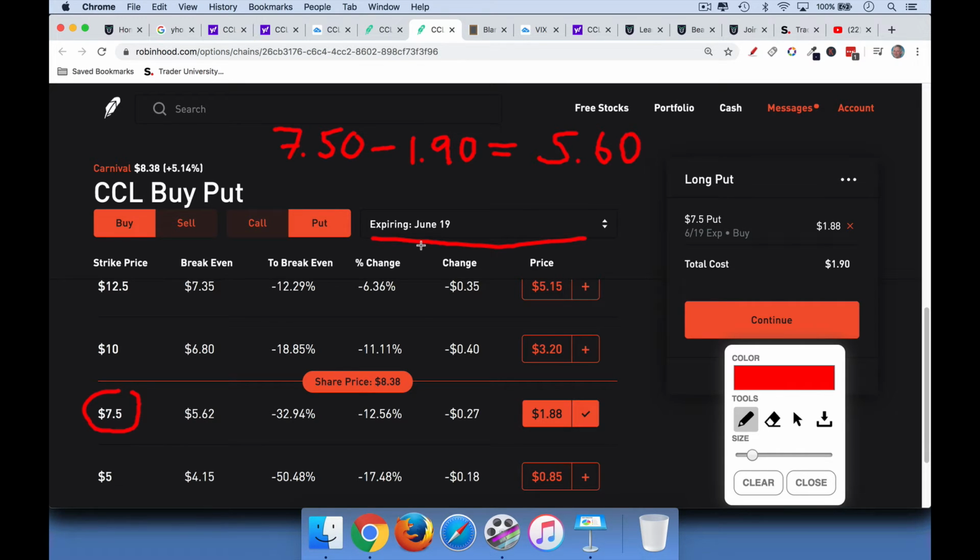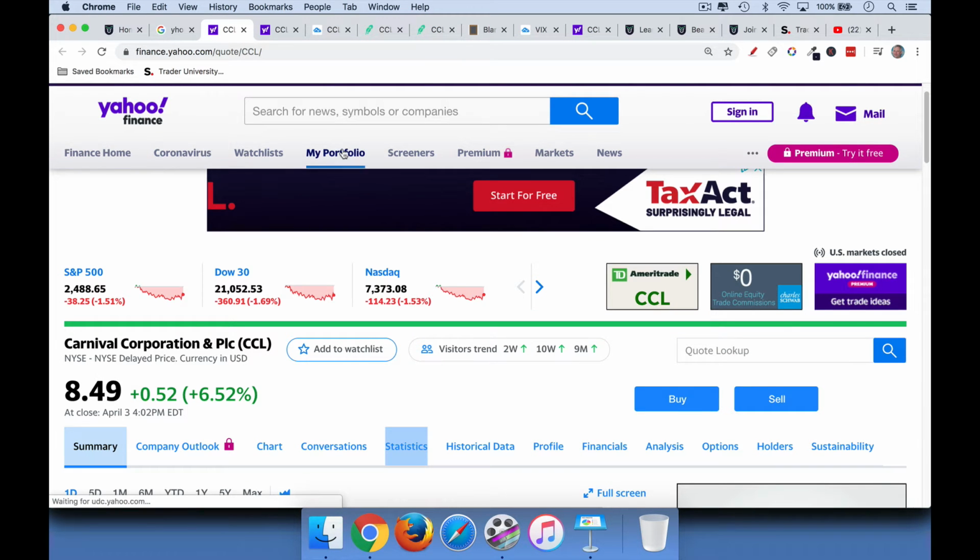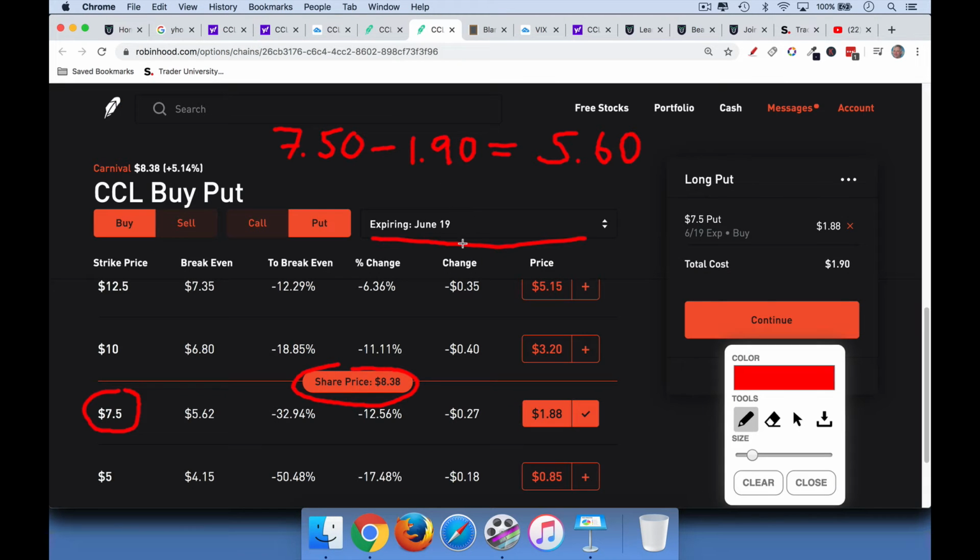I'm going to pick the June 19th put options again. And I like their visual representation here because it basically shows you where the stock is trading. I don't know why it has it here at 8:38 when it closed at 8:49, but it doesn't really matter. In real time, this will all be updating correctly.